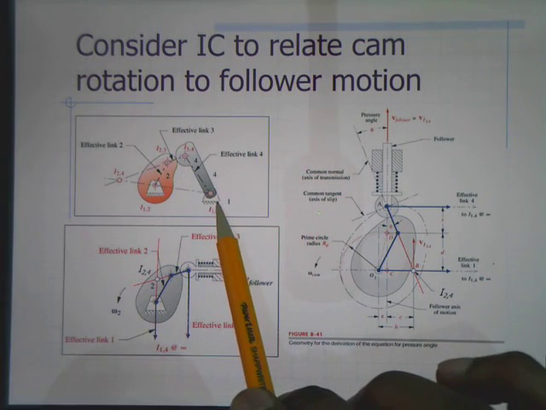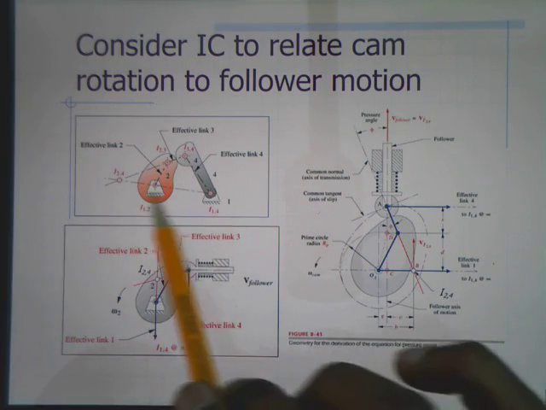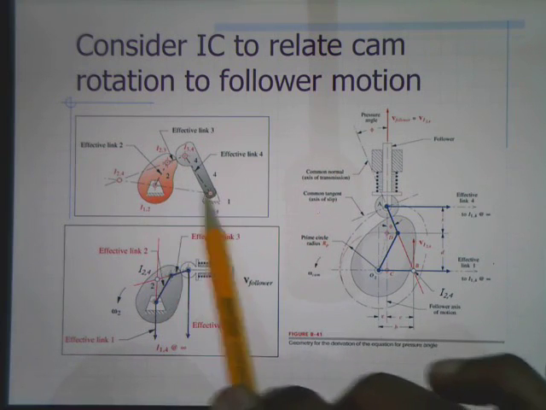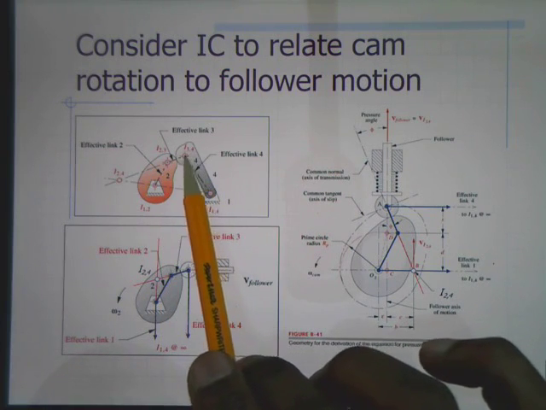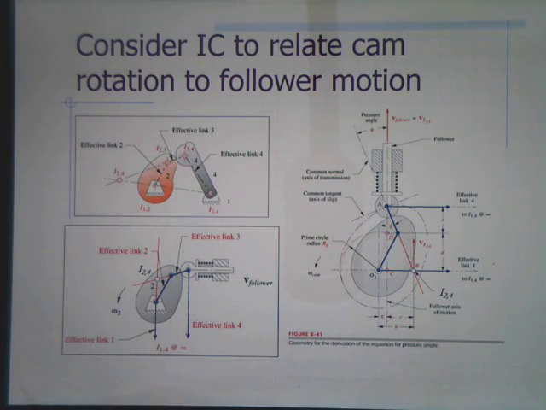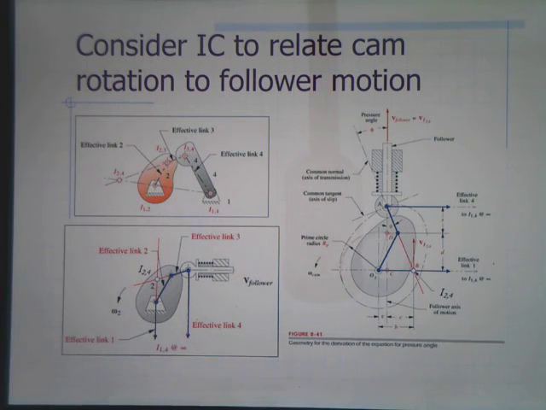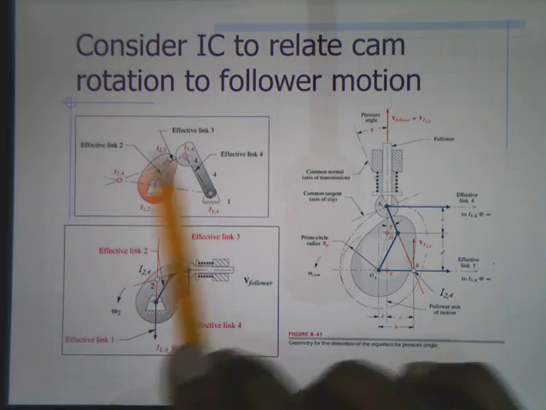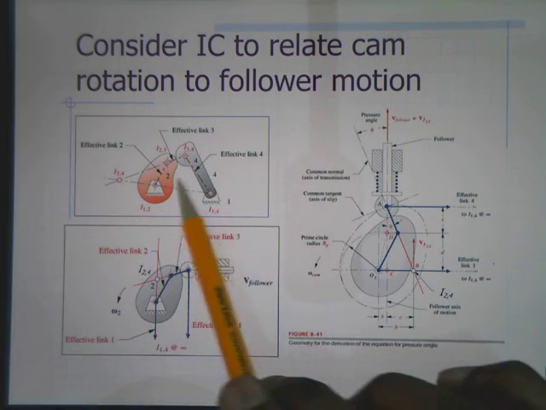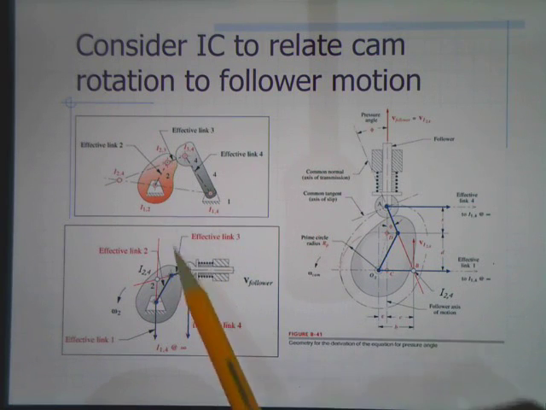You draw a line through the ground, or parallel to ground, right through these two joints, and another line that lies right on top, parallel to the coupler. Where those two lines intersect is instant center 2-4. That instant center is going to be used to relate the cam rotation to the follower motion. So we see how to find it here. It is found in a similar way if you just get rid of the all-revolute 4-bar that's on top.